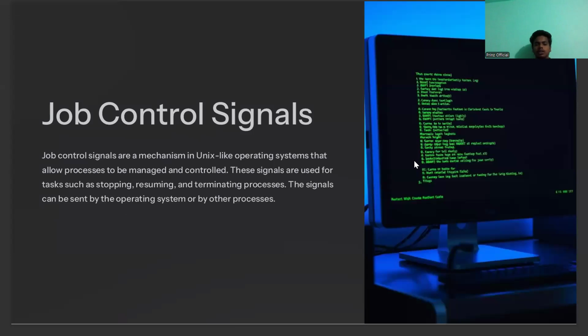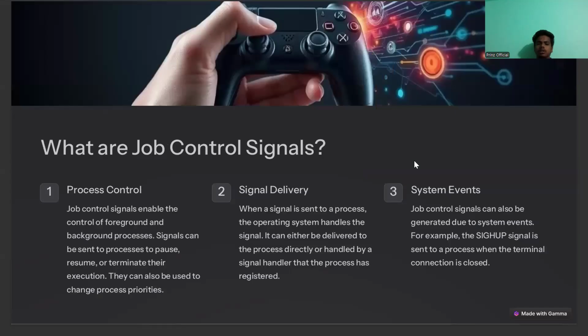Job control signals. Job control signals are a mechanism in Unix-like operating systems that allow processes to be managed and controlled. These signals are used for tasks such as stopping, resuming, and terminating processes. The signals can be sent by the operating system or by other processes.